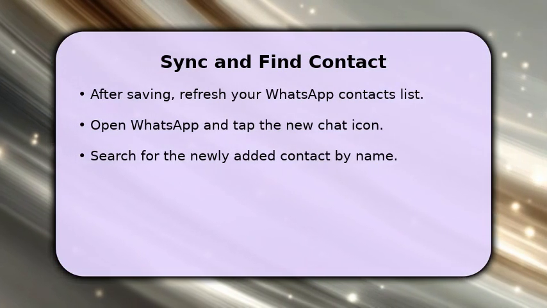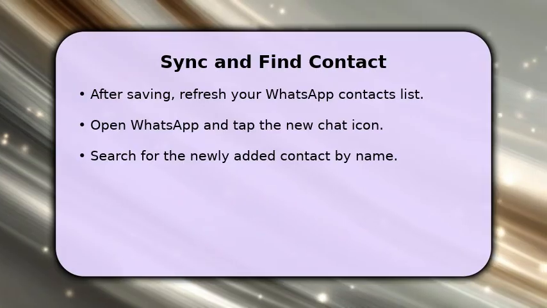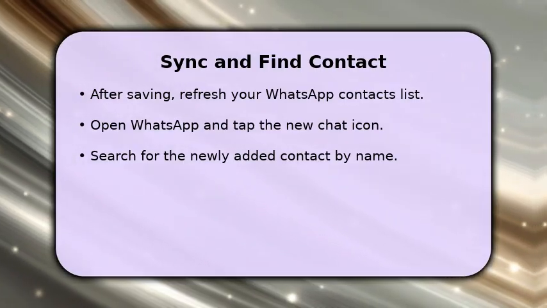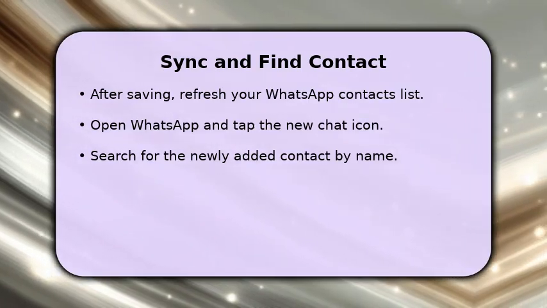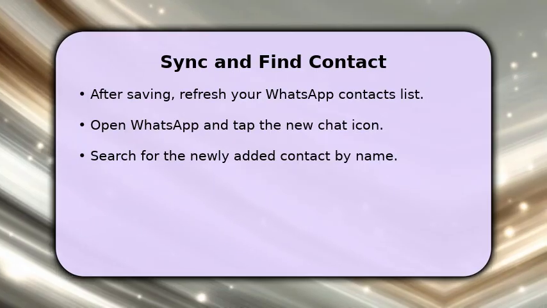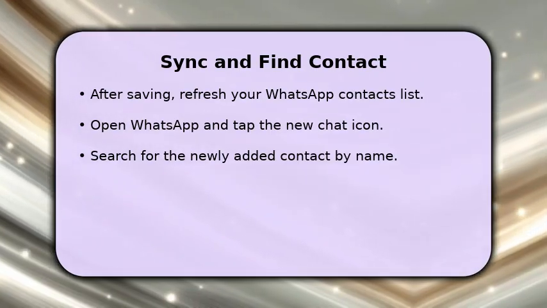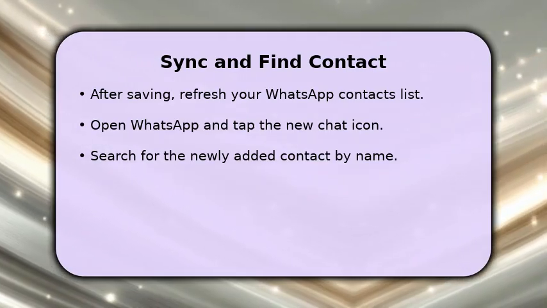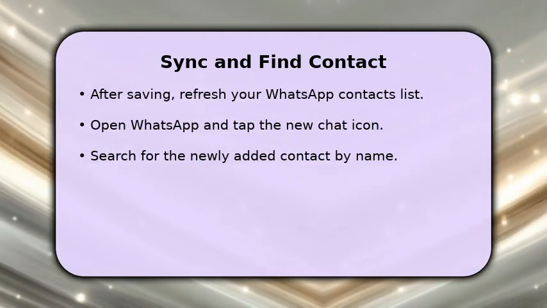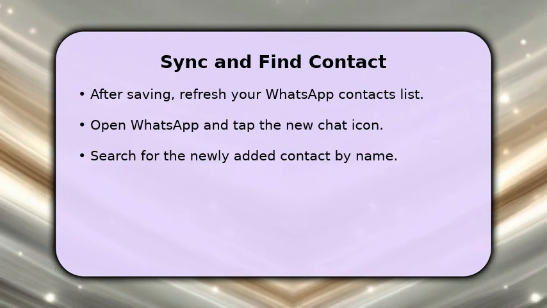After successfully saving a new contact, it is important to refresh your WhatsApp contacts list to ensure it appears. Open WhatsApp and tap on the green New Chat icon, typically found in the bottom right corner. From there, you can search for the newly added contact by their name. Once found, you can immediately begin a new conversation with them, making connecting effortless.